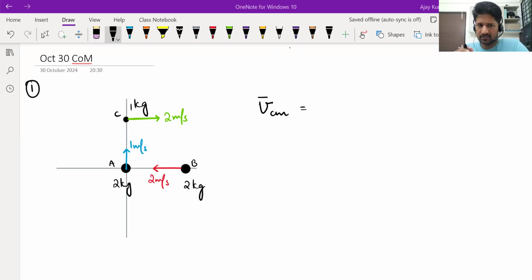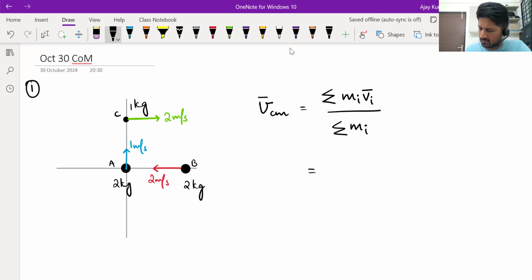There's a system of three particles. As you can see, their velocities are indicated. You have to calculate the velocity of their center of mass. The formula is summation of mi vi vector divided by summation of mi.